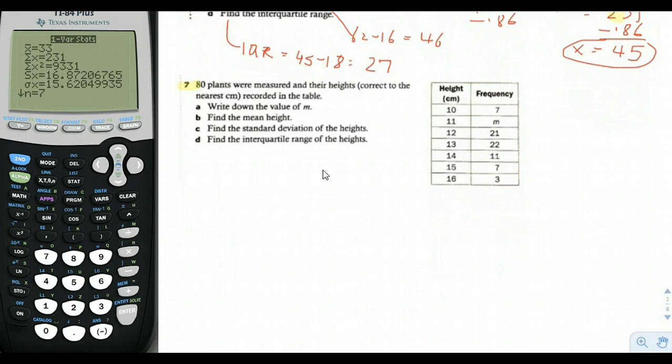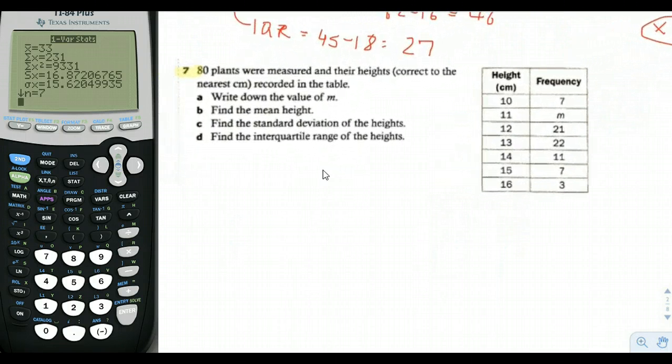Number 7. 80 plants were measured and their heights, correct to the nearest centimeter, recorded in the table. Write down the value of m, find the mean height, find the standard deviation, find the IQR. Okay, this is similar to the things that we've done before, except for what is m? Now it looks like m could be anything, but don't forget that in the first line they do tell us that there are 80 plants measured. So that means that the frequency, which is the total number, all the plants, needs to add up to 80.